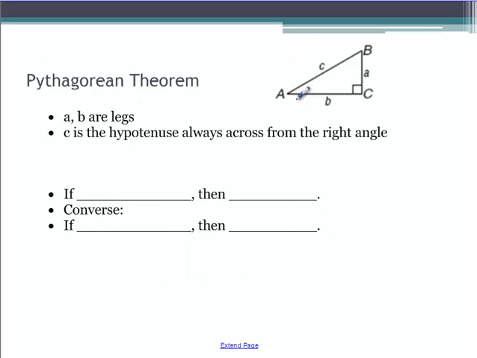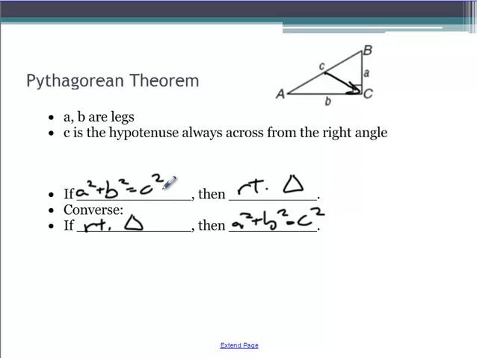So A and B are your legs. We saw that last time. C is the hypotenuse, and the hypotenuse is always across from the right angle. So we did if a squared plus b squared equals c squared, then right triangle. Well, the converse statement of that is if right triangle, then a squared plus b squared equals c squared. And it works both ways. A right triangle will always have a squared plus b squared equals c squared. And you can think about that working forwards and backwards.